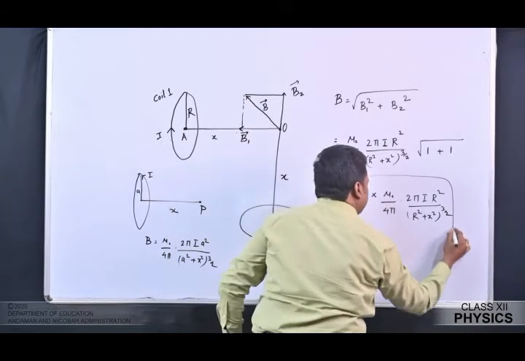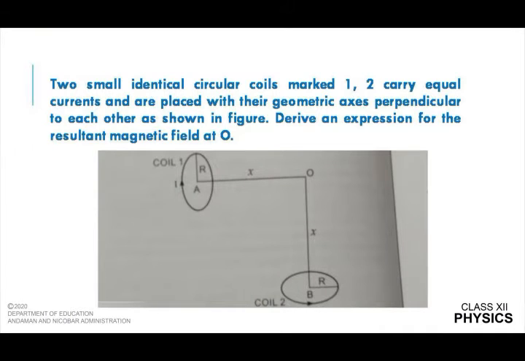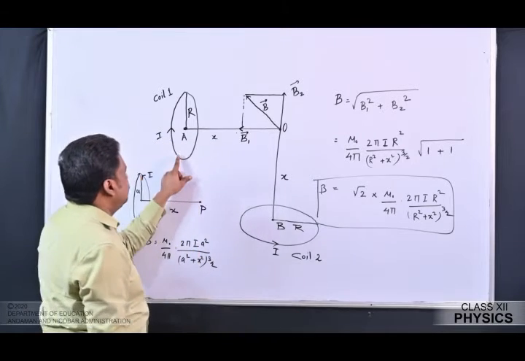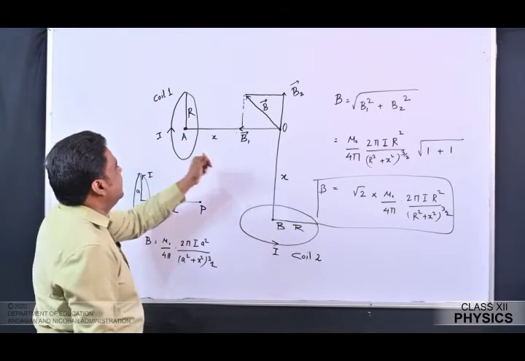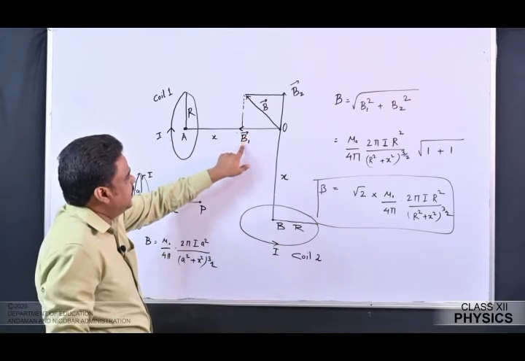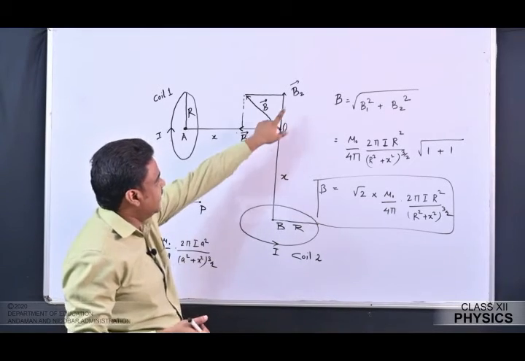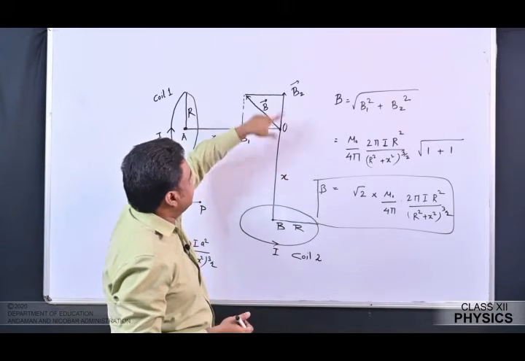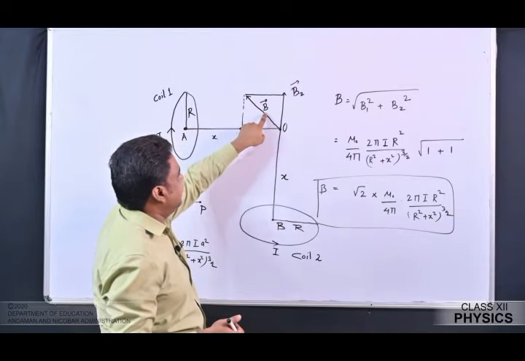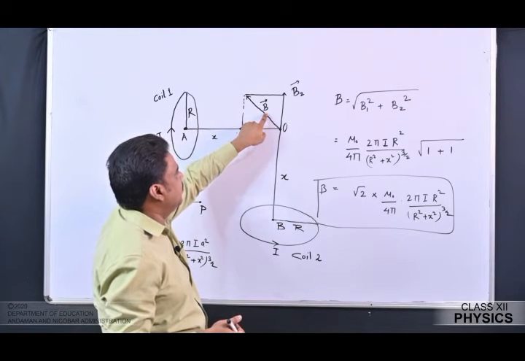Once again I am going to repeat the question. There are two small identical circular coils marked 1, 2 carrying equal currents and placed with their geometric axes perpendicular to each other as shown. Derive an expression for the resultant magnetic field at O. The magnetic field due to the flow of current I in coil 1 acts along OA; I'm going to mark it as B1. Similarly, due to the flow of current I in coil 2, the direction of magnetic field B2 is acting outwards. The net magnetic field can be obtained by parallelogram law or resolution.